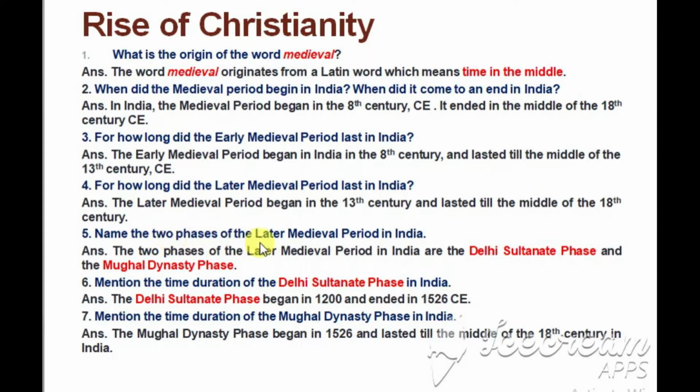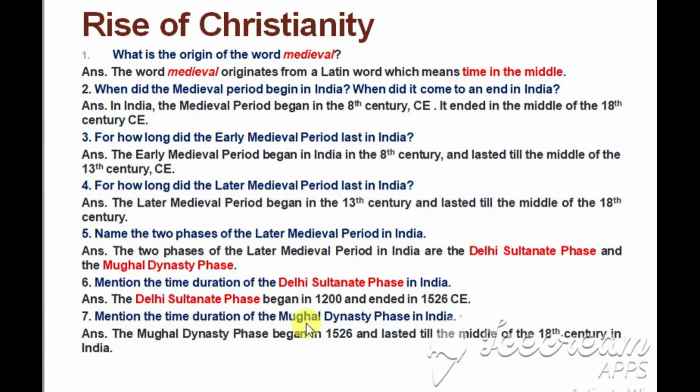Name the two phases of the later medieval period in India. The two phases of the later medieval period in India are the Delhi Sultanate phase and the Mughal dynasty phase. Mention the time duration of the Delhi Sultanate phase in India. The Delhi Sultanate phase began in 1200 and ended in 1526 CE.